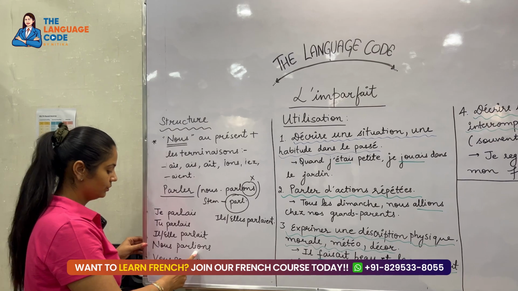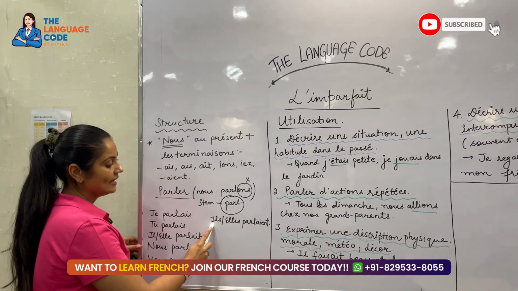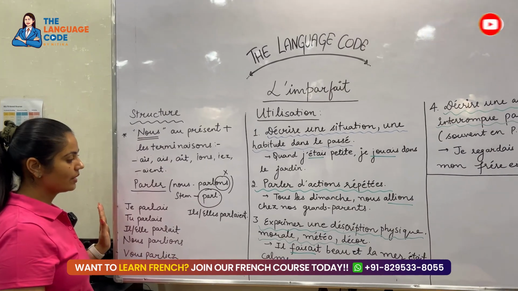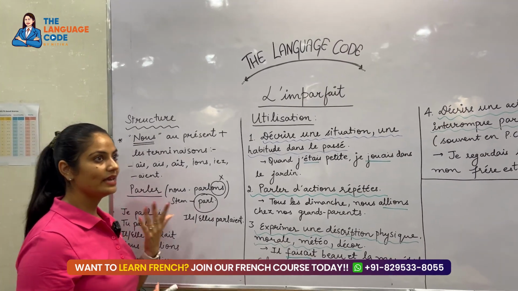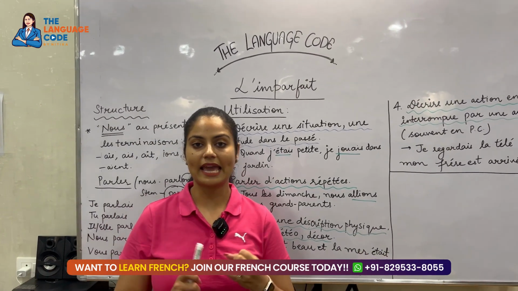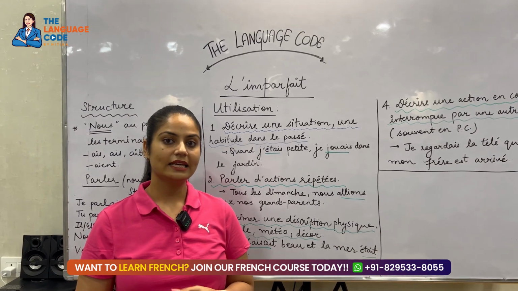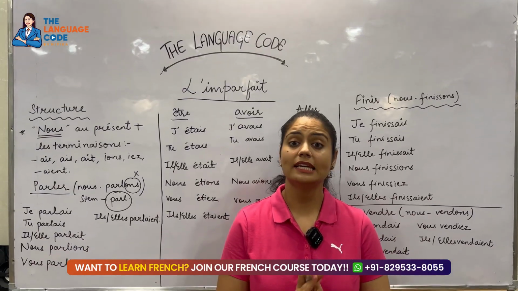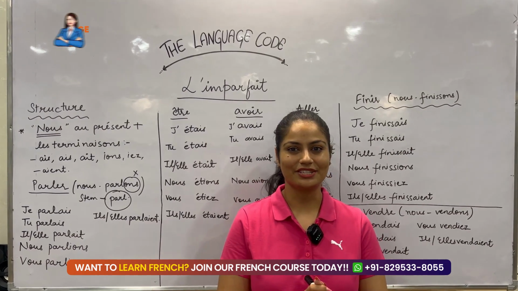Nous parlions, vous parliez, ils parlaient. D'accord? So this is how you have to do the conjugation. Now we have certain irregular verbs like être, avoir, aller. So I'll give you the conjugation for them. Now let's learn about the irregular verbs in French.